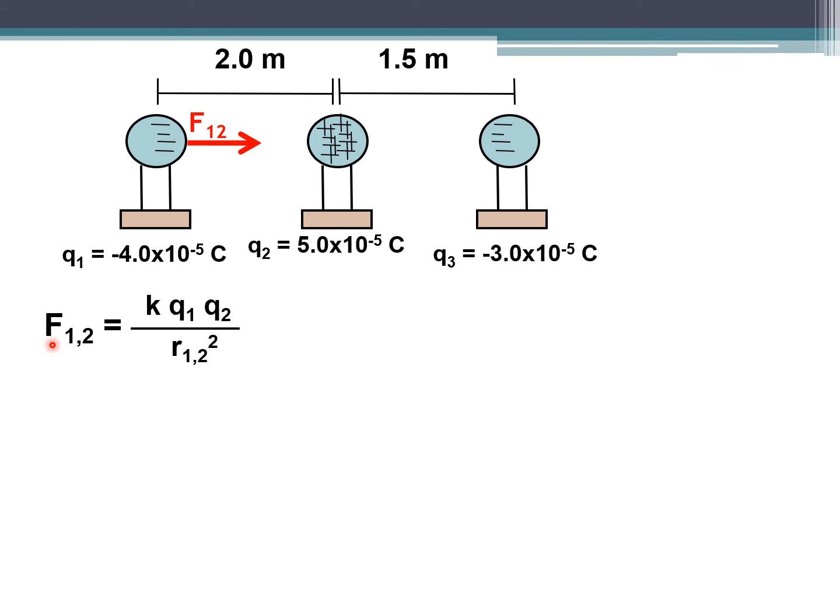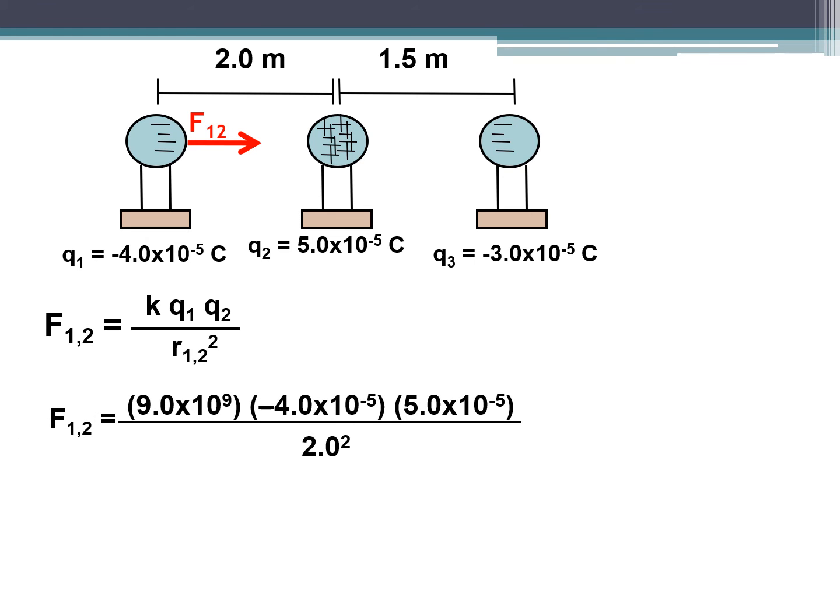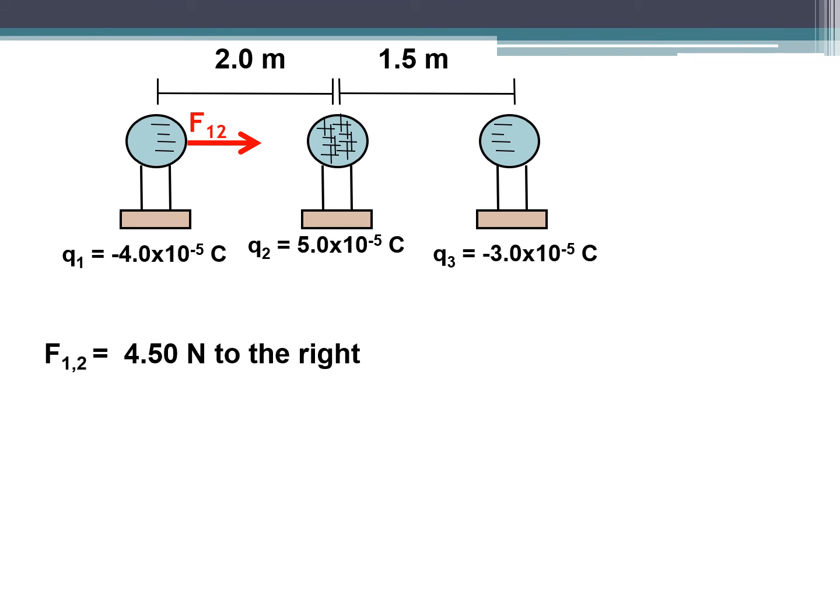So the force on the first sphere is going to be k times q1 times q2 divided by the distance between the two squared. So it's 9 times 10 to the 9 times negative 4.0 times 10 to the negative 5th. That's the 40 microcoulombs. Times 5.0 times 10 to the negative 5th divided by 2.0 squared. We go ahead and crank that out and we get negative 4.5 newtons. Now that negative means attraction, and the direction for attraction on the first sphere is going to be to the right. So it's going to be 4.50 newtons to the right.